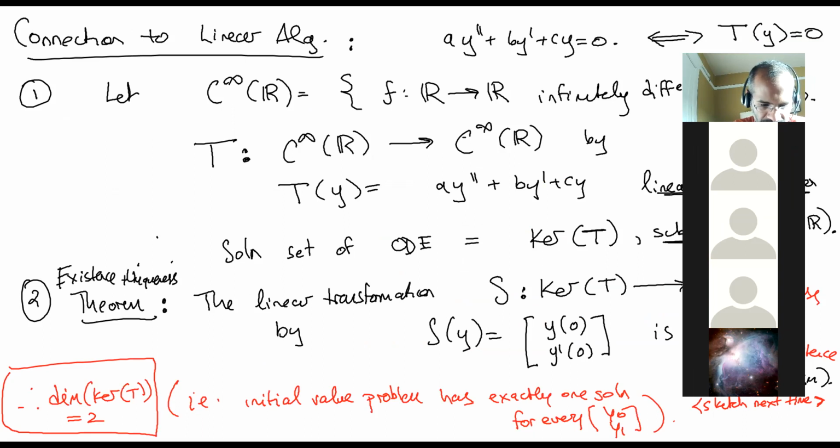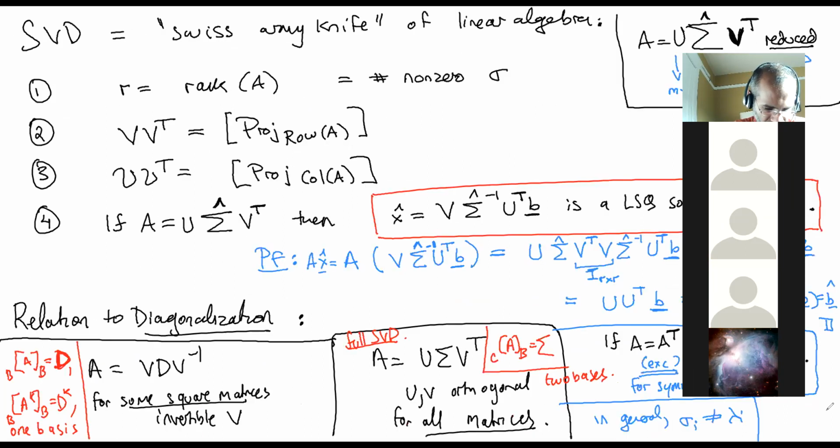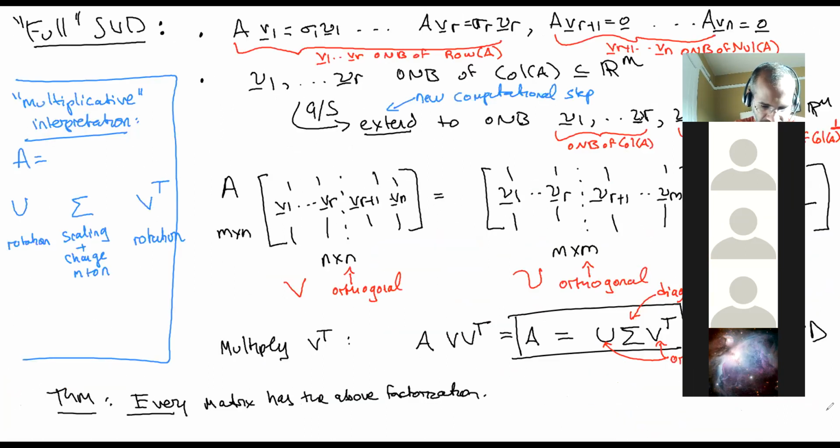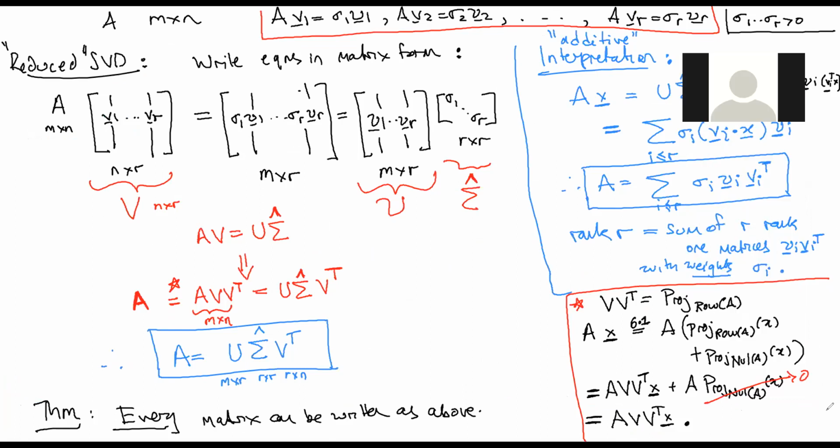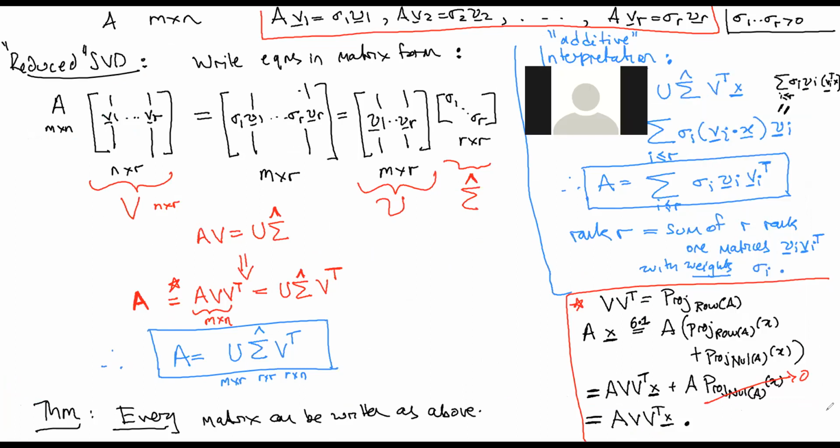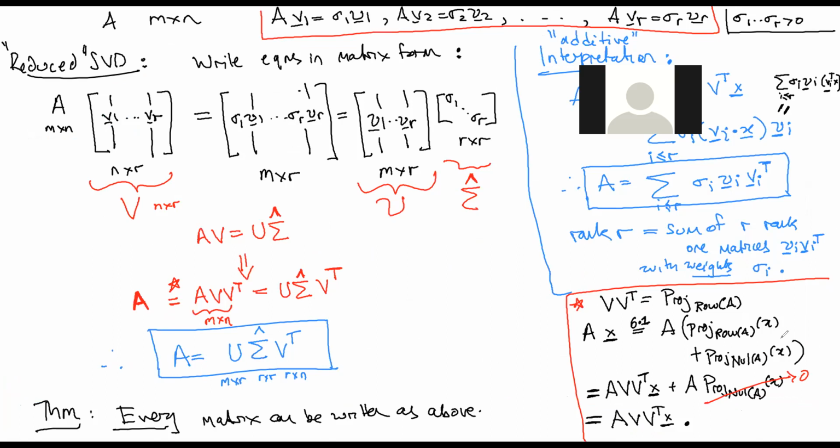Professor? So in the reduced SVD, in the steps that you provided, I was wondering why you wrote the projection of X onto the row space of A plus the projection onto the null space of A. Right, so here I used the unique decomposition theorem.